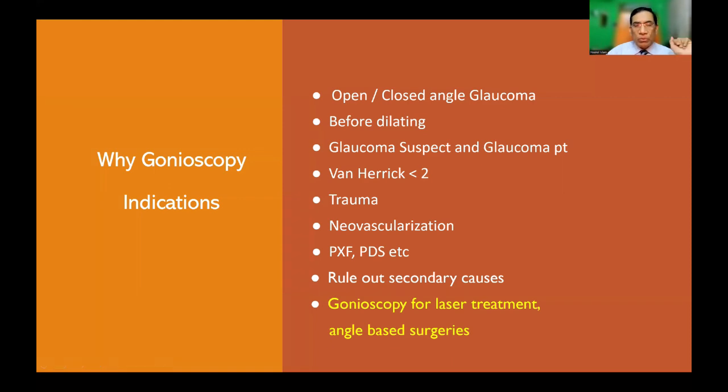Now, the indications: why do we do gonioscopy? Most important is to diagnose glaucoma. Is it open angle or closed angle, or are there any secondary changes or pathology in the angle? Before dilating any case, we must know whether the angle is occludable or not. Any glaucoma suspect patient, any glaucoma patient, we should do gonioscopy. In the Van Herrick method, if it is less than grade 2, then definitely we have to do gonioscopy. Any history of trauma, long-term diabetes, neovascularization, pseudoexfoliation, pigment dispersion, and to rule out secondary causes, we need to do gonioscopy. And for laser treatment, and of course for angle-based surgery, we need gonioscopy.